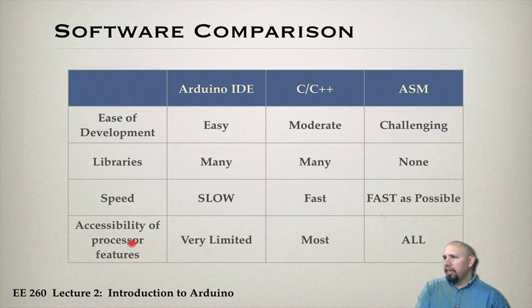Okay, the accessibility of processor features. So the processor has a whole long list of things that can be done with it. It has all kinds of capabilities. Okay, so the Arduino IDE is very limited in those processor features. It's very limited. So the thing is easy, but it's very limited. There are lots of things that your Arduino can do that you cannot access directly using the Arduino IDE.